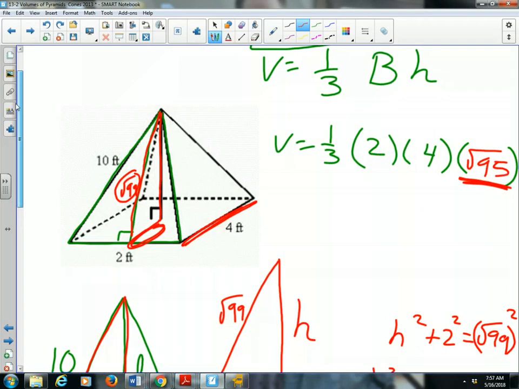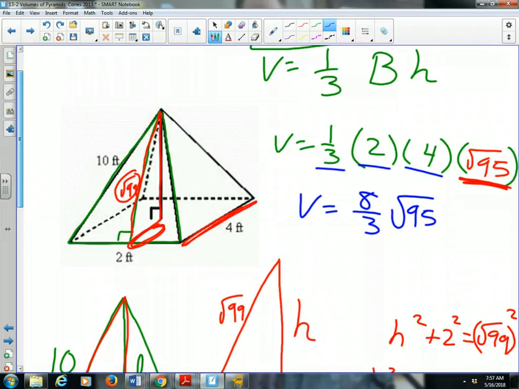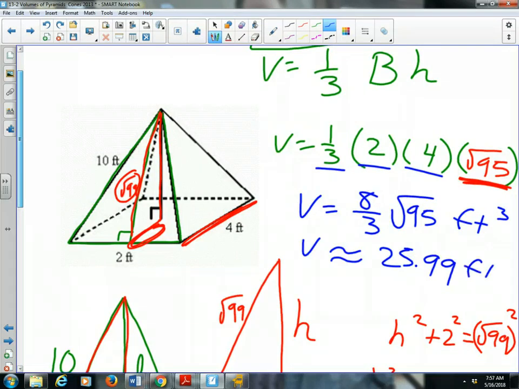So we had to use the Pythagorean theorem 2 different times. When you have an edge of a pyramid, you have to use the Pythagorean theorem twice in order to find the height. Now, everybody, we can take 1/3 times 2 times 4. 2 times 4 is 8, and 1/3 of 8 is simply 8/3. So 8/3 times the square root of 95, that would be an exact answer, and that would be in cubic feet. Or, as always, if we wanted to approximate, you could put that in your calculator, and you would get 25.99 approximately feet cubed.